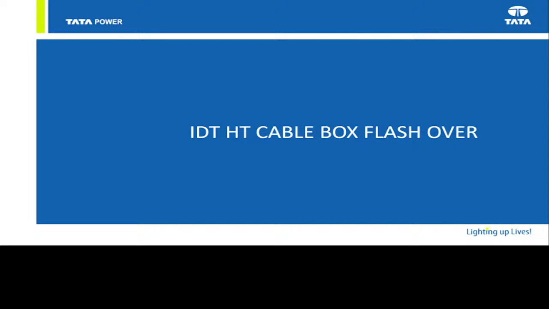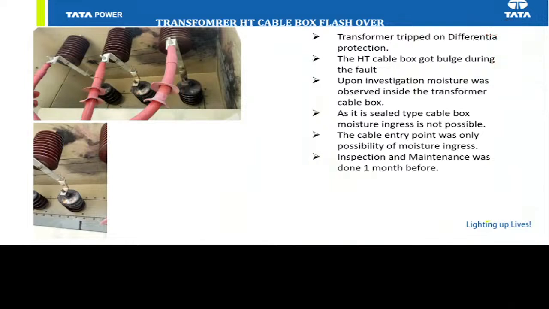My third case study was the IDT HT box flashover, which is a perennial issue in solar plants. During the daytime the solar generation is high, so in the HT compartment you will find high temperature, and the moisture gets evaporated and then condensed over the top. The major fault we found was that the support bushings were getting flashed over because of moisture ingress on the surface of the bushing, and the flashover was an external flashover.